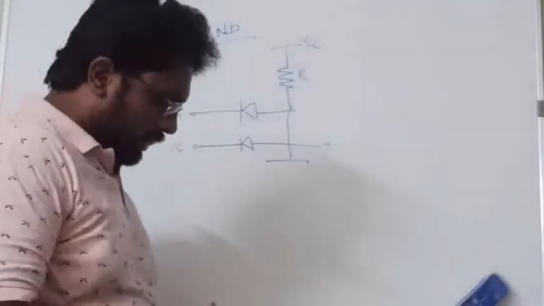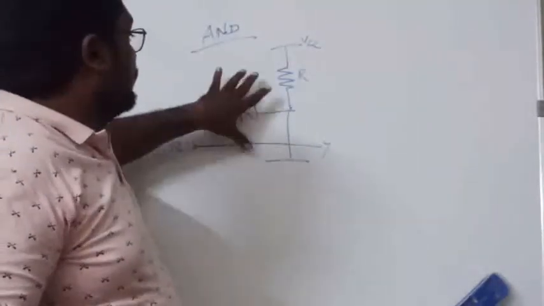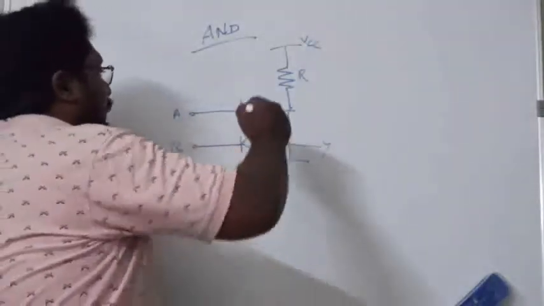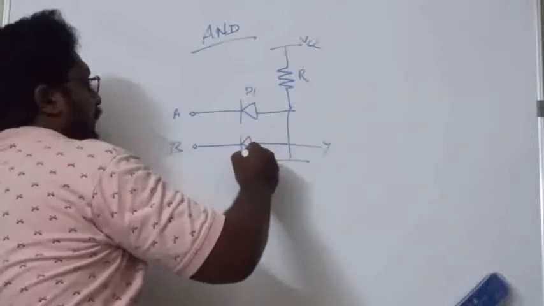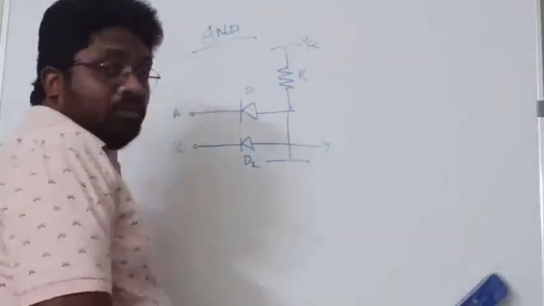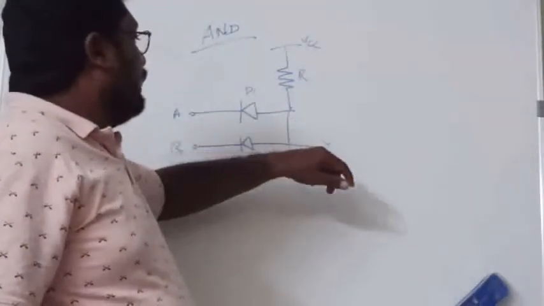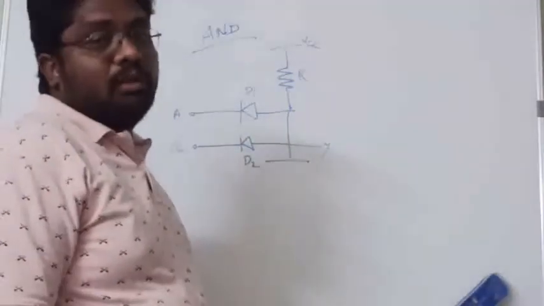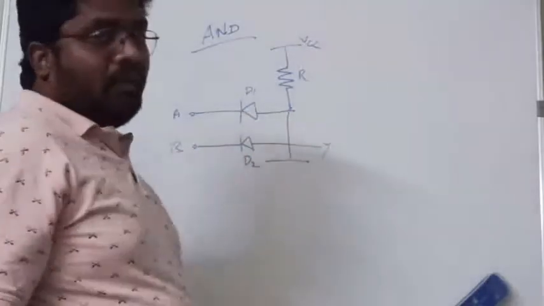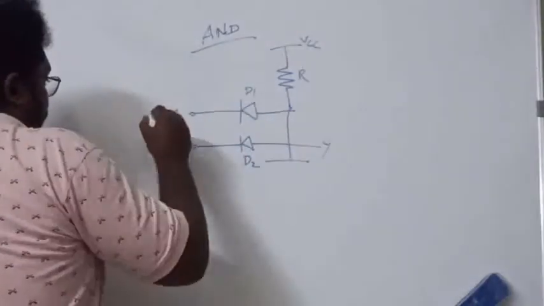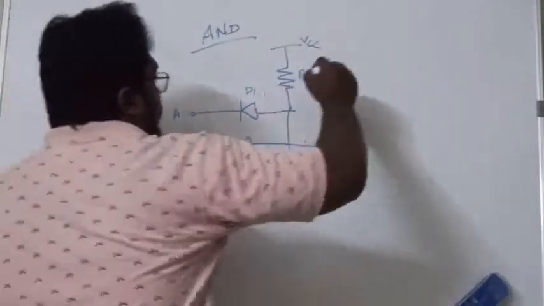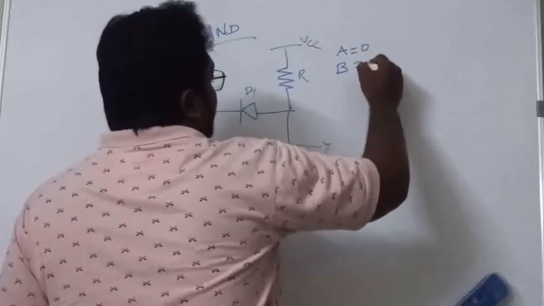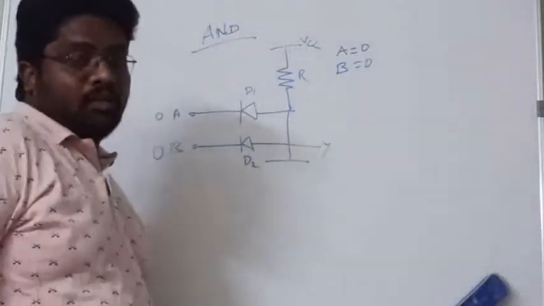So the AND gate operation performs. This is the circuit diagram for the AND gate. So here I am having two diodes, D1 and D2, the resistor R, and I am having the two inputs A, B, and the output Y. So here, if I am taking the inputs as 0, that is, if I am taking A is equal to 0 and B is equal to 0.